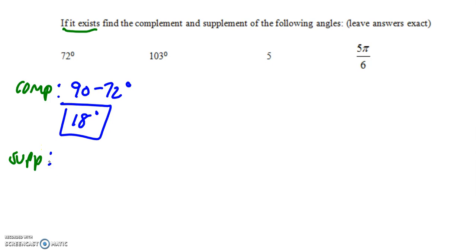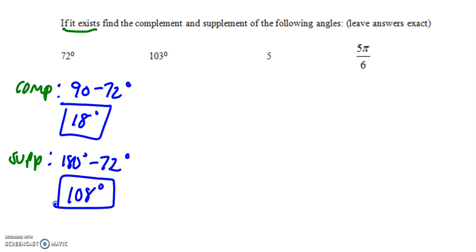Supplement, we can use the same relationship. We know that supplementary means two angles whose sum is 180. So if we took 180 minus the angle that we know, 180 minus 72 is 108 degrees. You could always check your work. You could take 108 plus 72 and see if it's really 180. You can take 18 plus 72 and see if the sum is really 90.